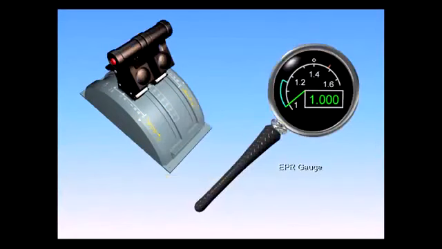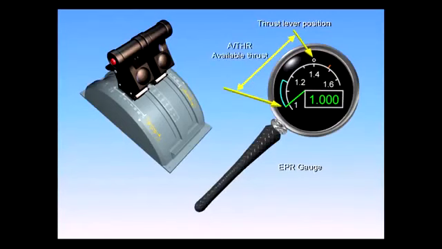When the autothrottles are on, the thrust lever position determines the maximum thrust which can be commanded by the system. Thrust lever position is indicated by a white donut on the EPR gauge. This donut indicates the maximum amount of thrust available to the autothrottle system on that engine.